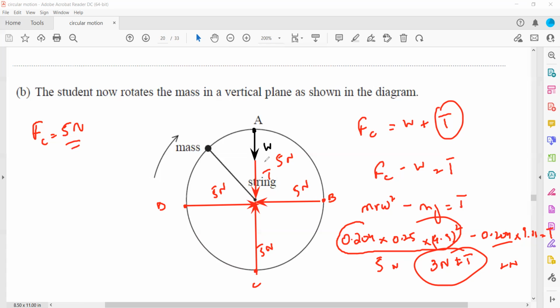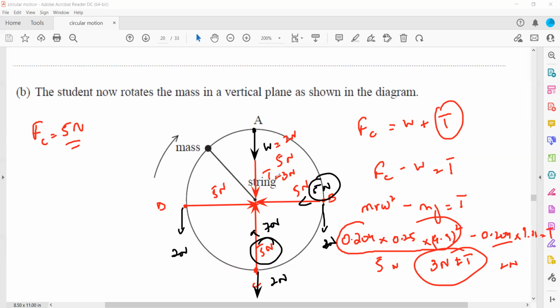But here, if the weight is equal to 2 Newton, how much should the tension be? That should be 3, because 2 plus 3 makes 5. But at position C, the weight is acting downward, 2 Newton acting down. So how much tension should there be to create a resultant of 5? The tension must be 7 Newton, so that it creates a resultant force of 5 Newton towards the center. B and D are not affected by the weight, even though it is 2 Newton.